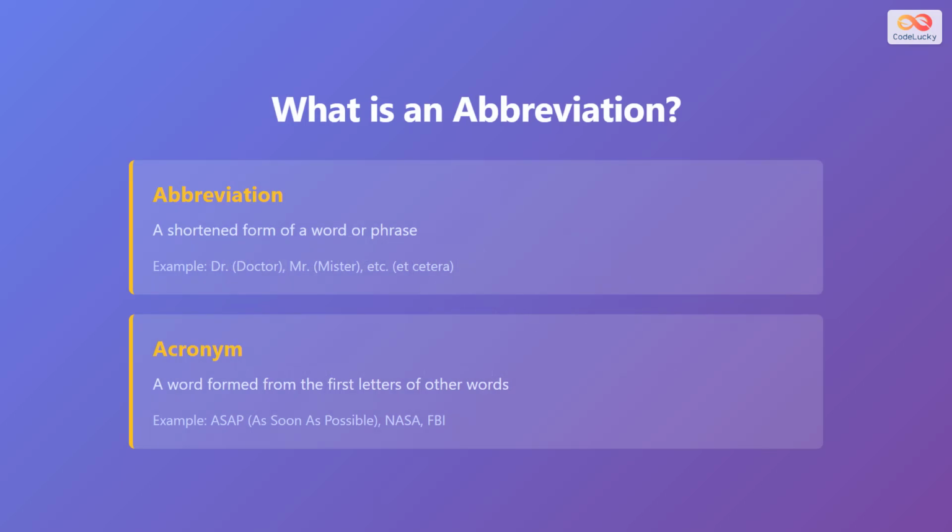Let's start with the basics. An abbreviation is a shortened form of a word or phrase. For example, doctor is shortened to Dr., Mr. becomes Mr., and etc. becomes etc. Abbreviations are commonly used to save time and space in writing.